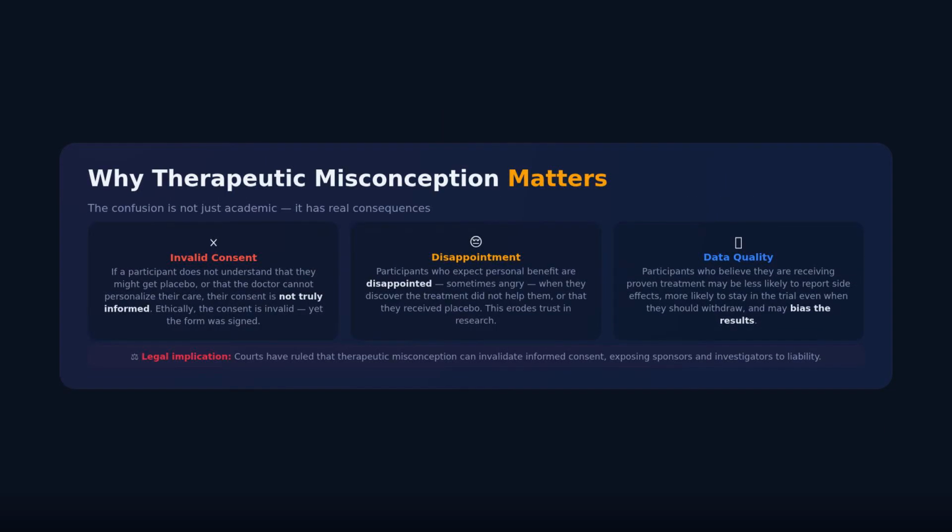Why therapeutic misconception matters. If a participant does not understand they might get placebo, their consent is not truly informed. Participants who expect personal benefit are disappointed when the treatment does not help them, eroding trust. And participants who believe they are receiving proven treatment may be less likely to report side effects, biasing the results.